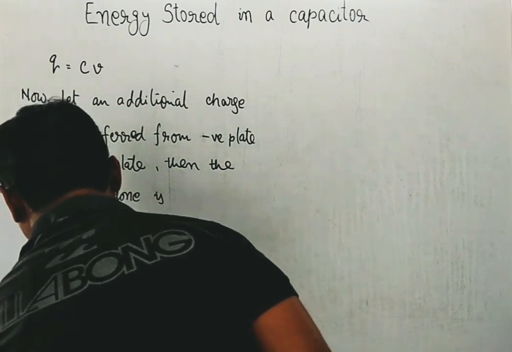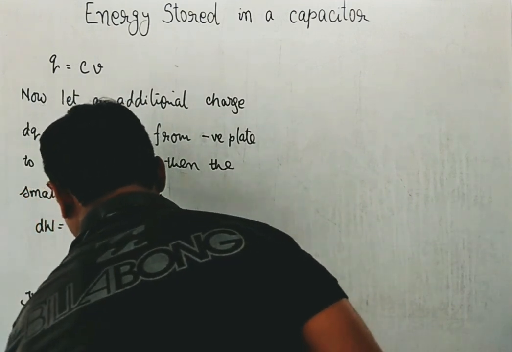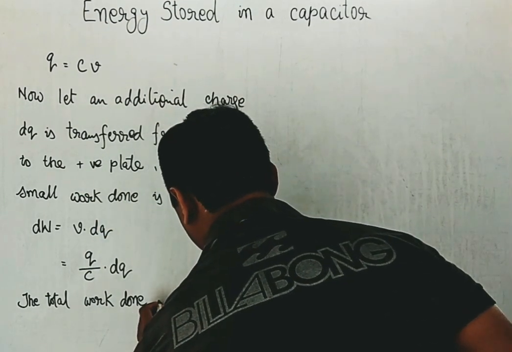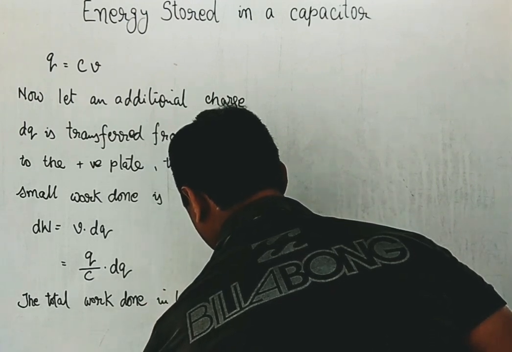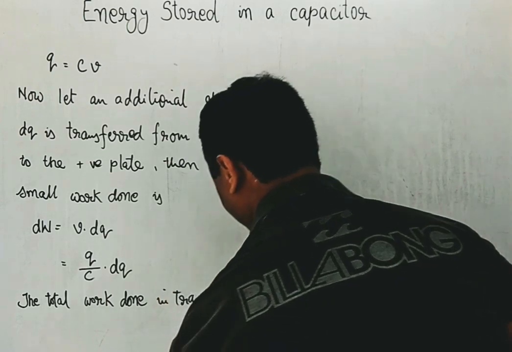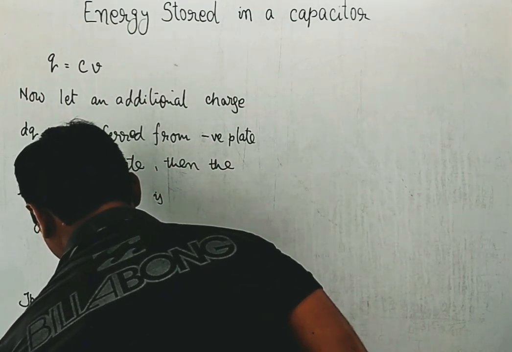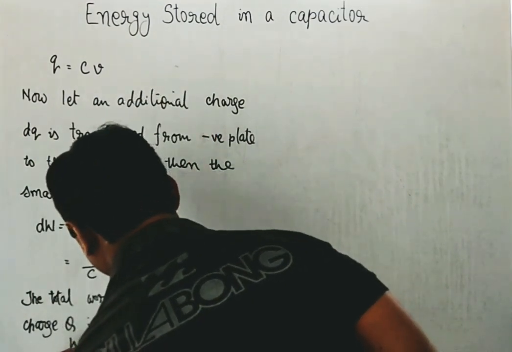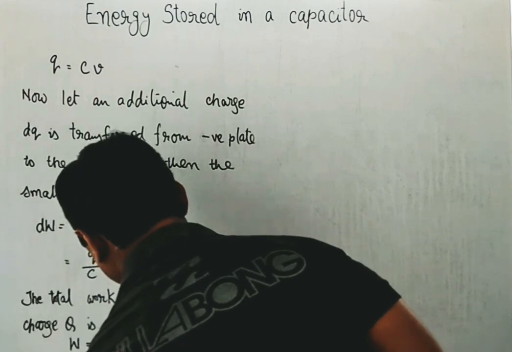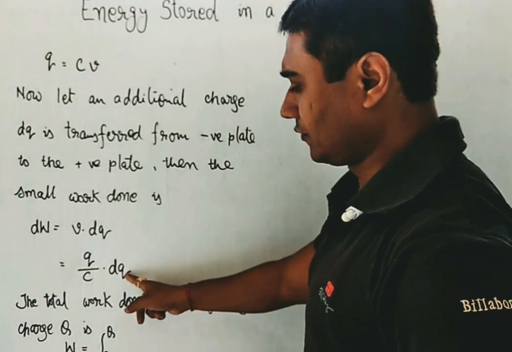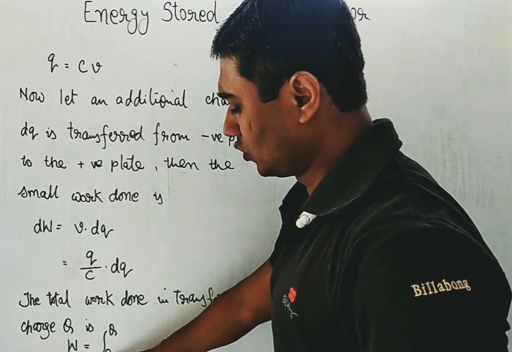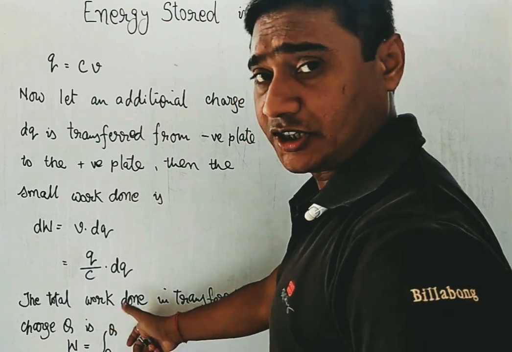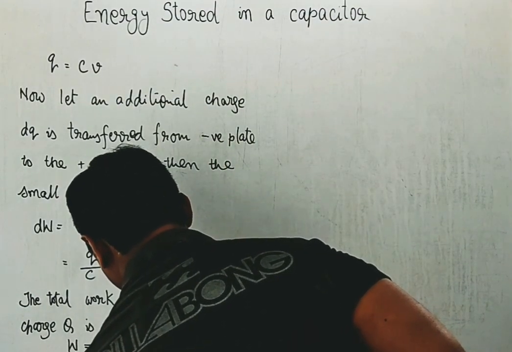The total work done in transferring charge capital Q is W equal to the integral from 0 to Q. This is the limit: Q at the uncharged position, no charges, 0, and when it is charged to a final amount of charge Q, the final limit is Q. Integrand Q upon C dQ.